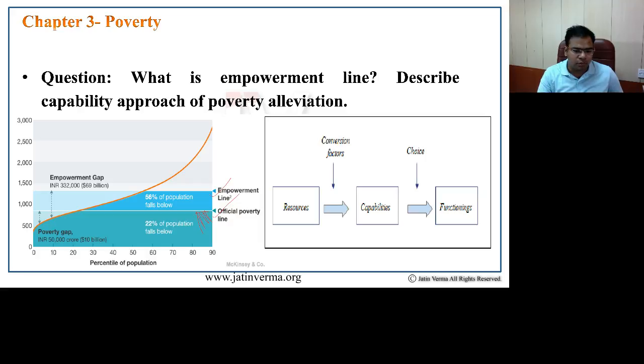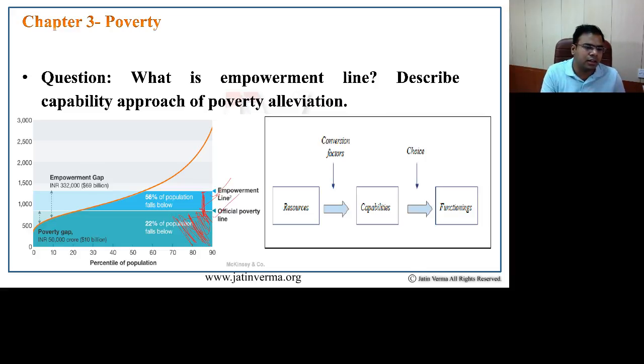Any person who is living below this would be actually poor. However, the empowerment line goes a bit ahead. This small fraction, or this gap, is the amount of payout, the amount of income that has to be provided to every family.